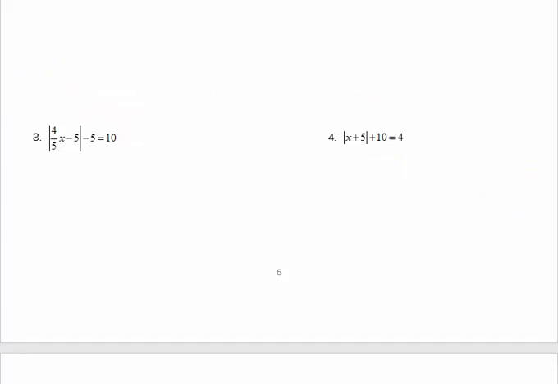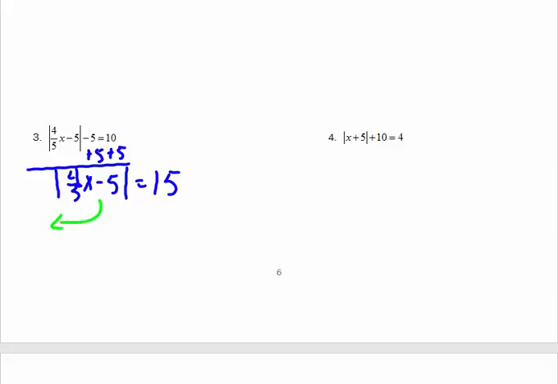Number 3. The absolute value of 4/5 x minus 5 is supposed to equal 10. So the first thing we need to do is isolate. So we'll need to add 5 to both sides to get the absolute value by itself. So the absolute value of 4/5 x minus 5, close the absolute value, is supposed to equal 15. Now at that point, we are going to separate it into the two equations.